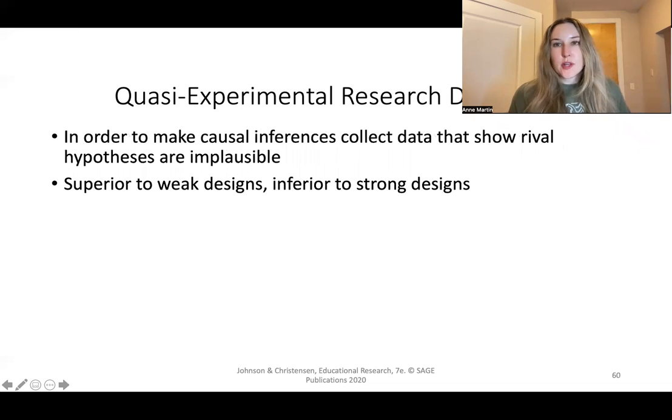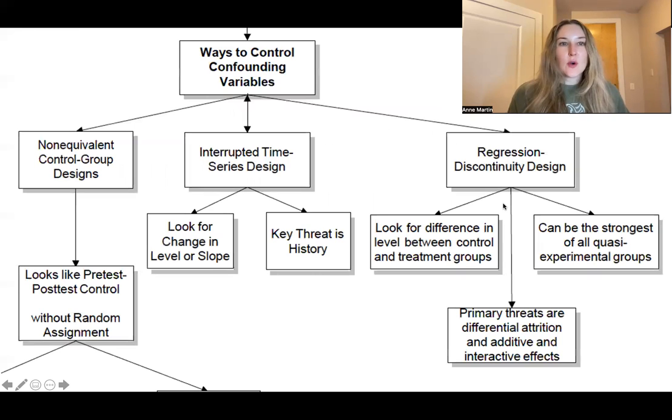So it's really important in quasi-experimental design that researchers are searching for alternative hypotheses for why there is a difference. So again, ways to control for confounding variables in quasi-experimental design. These are the ones that we went over last week. So here you can see the ideas that you can do here. Regression discontinuity design, interrupted time series design, and non-equivalent control group designs.